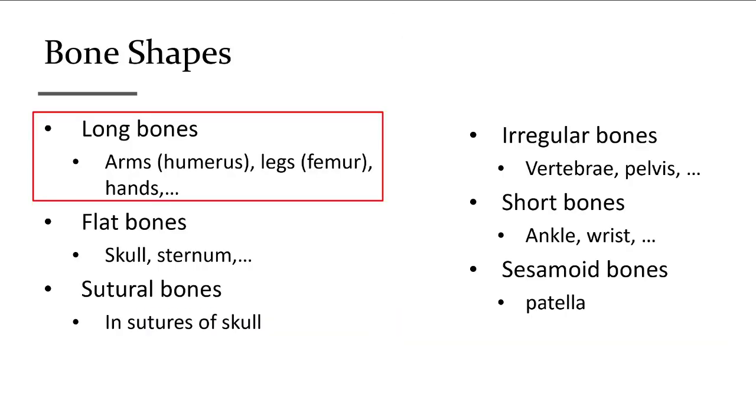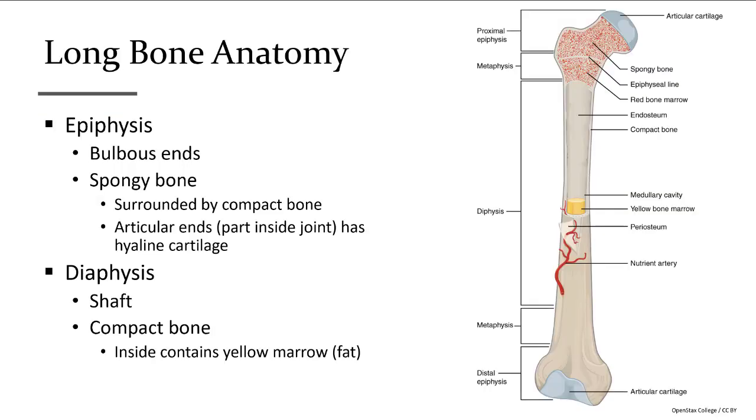Bones come in many unique shapes, each containing spongy bone inside and compact bone outside. Long bones are a little different. This is a diagram of a long bone. The bulbous ends at the top and the bottom are known as the epiphysis. It's made of compact bone on the outside, but filled with spongy bone on the inside. The surface that goes into the joint has hyaline cartilage capping those ends.